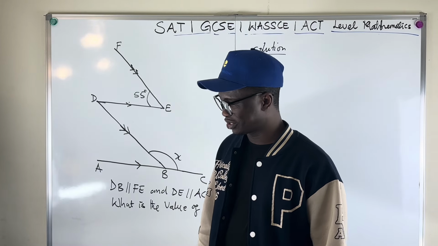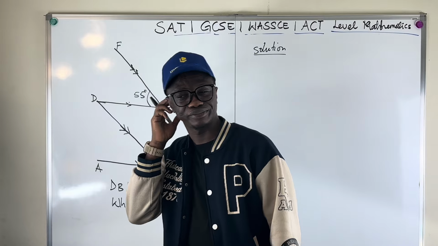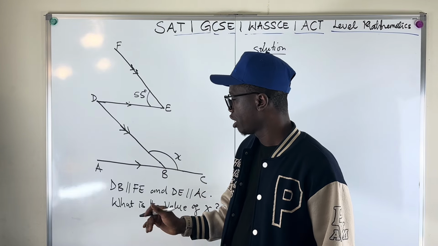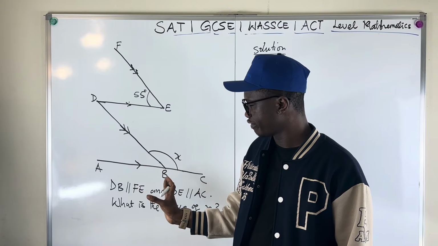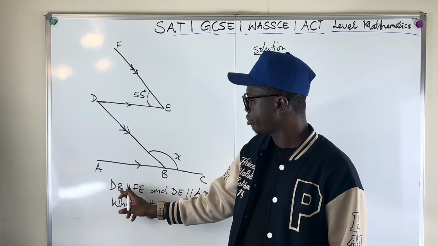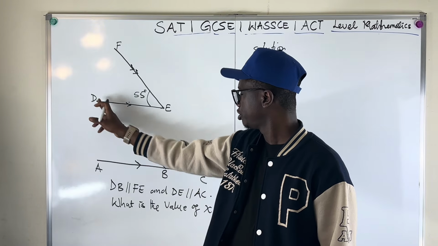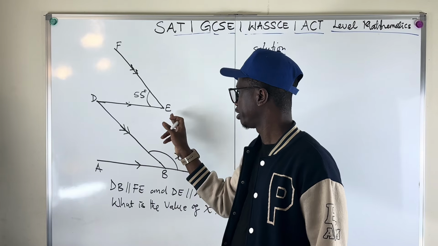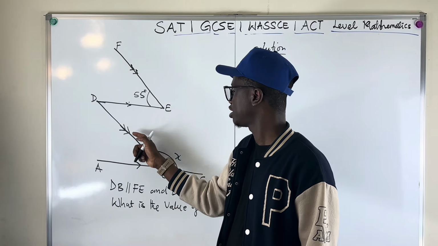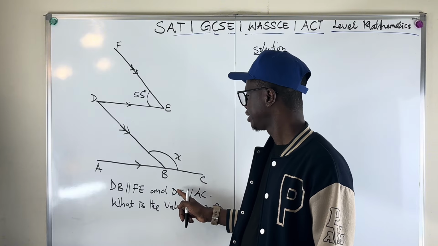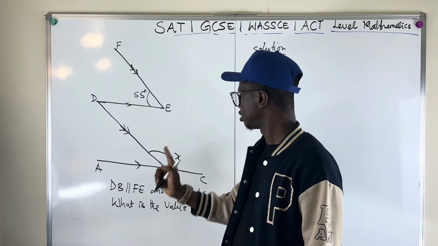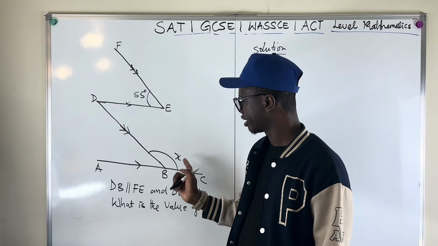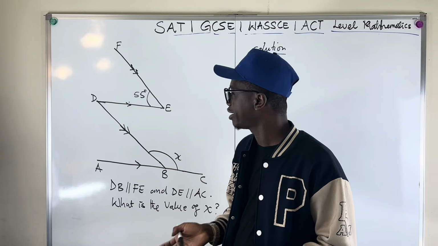Let's solve this question. This is a question from geometry, parallel lines. We are told, let's read this basic information. DB is parallel to FE, that's key, as you can see here. And DE is parallel to AC. What is the value of x? This is very easy, right?